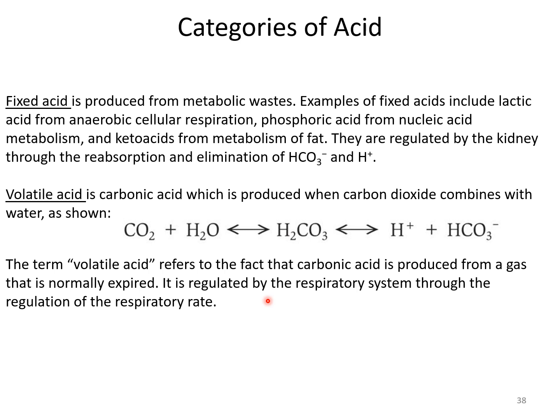from a gas that's normally expired, so our CO2. It's regulated by the respiratory system through regulation of the respiratory rate. Fixed acids come from metabolic reactions or metabolic waste products, and they're regulated by the kidney. Volatile acids come from gases that we exhale, specifically CO2, and they're regulated by the respiratory system by regulating our rate of respiration. So let's see if we can get comfortable with this chemical reaction.